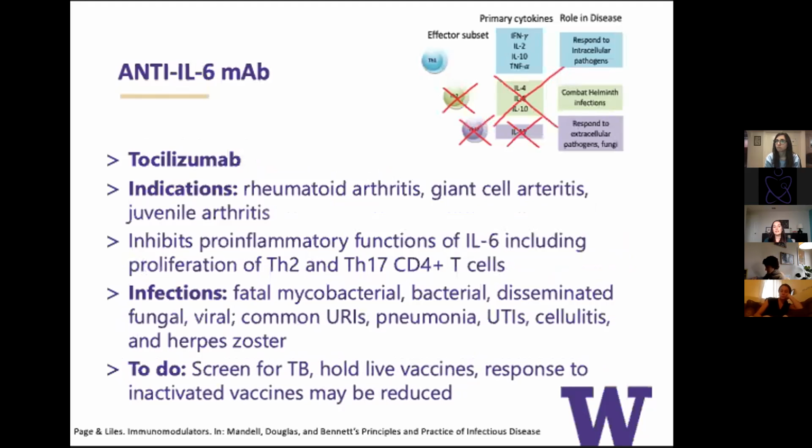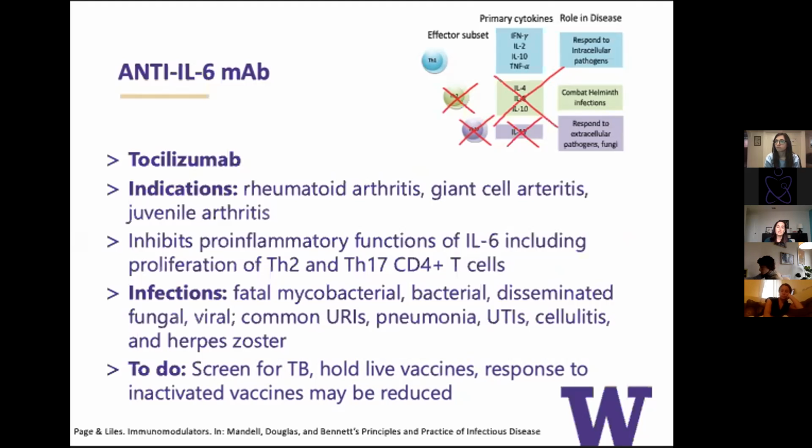The final anti-interleukin monoclonal antibody that I want to touch on today are anti-IL-6 antibodies. These are used for rheumatoid arthritis, giant cell arteritis, and juvenile arthritis. Anti-IL-6 antibodies bind to both soluble and membrane-bound IL-6 and inhibit all of its various pro-inflammatory functions, which include differentiation of Th2 and Th17 type CD4 positive T cells. These two T cell subsets are responsible combined for protection against all sorts of pathogens.